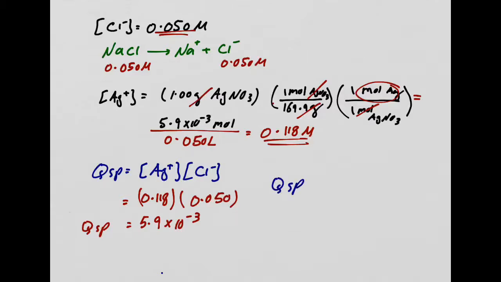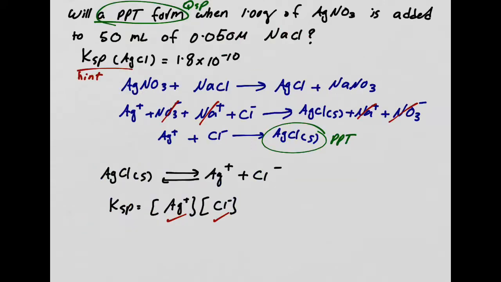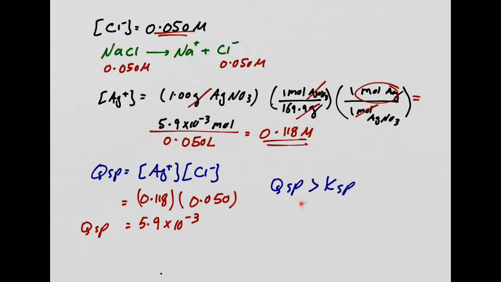Now compare the QSP to KSP and tell me what you can tell me about it. QSP is larger than the KSP, which is given in this problem, right? Here's my KSP. My QSP is a larger number than KSP. Now what does that mean? Are we at equilibrium? We're not at equilibrium. At equilibrium, the QSP would equal KSP. That means there is no precipitate. There is no precipitate when you have QSP equals KSP, right?